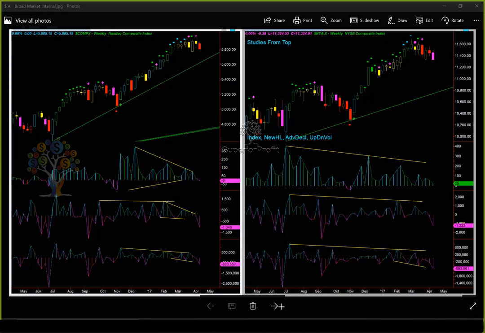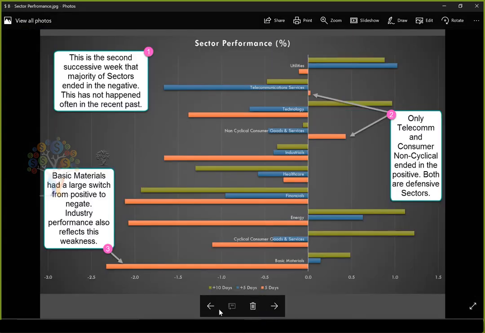Let's now look at sector information. Every week, we look at the 10 major sectors using three review periods: 5 days, the red color bar, last 5 days. Blue bar is for 5 days prior to the red bar, and green bar is 10 days prior to the blue bar. Together, these three periods constitute 20 trading days or about 1 month.